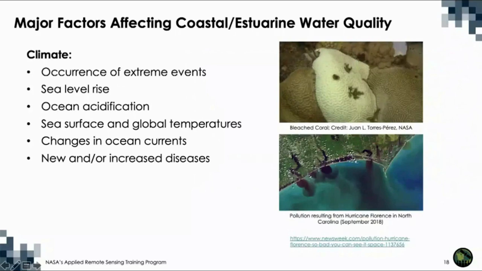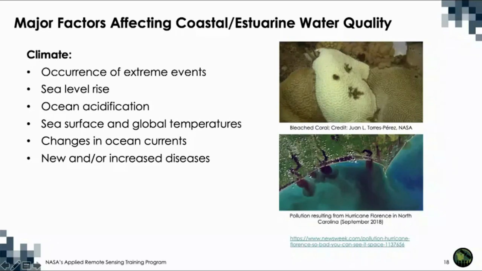There are also large-scale factors. The climate effects that impact water quality are the occurrence of extreme events, sea level rise, ocean acidification, sea surface and global temperature changes, changes in ocean currents, and new or increased diseases. All these factors can impact water quality of coastal and estuarine waters.